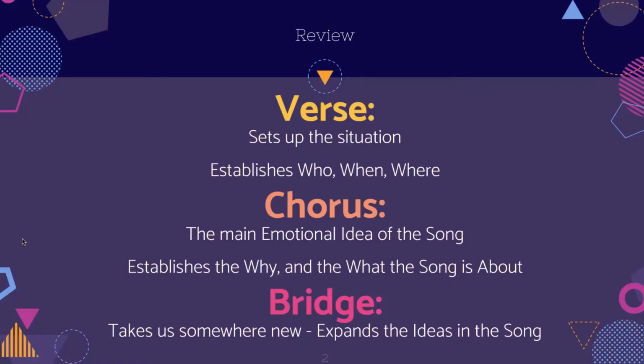Jumping into some quick review on what each song section does. Your verse is really setting up the who, when, and the where, and it establishes the situation of your song. Your chorus now is going to be the main emotional center of the song, and it's really the why and what the song is really about. So your chorus is really important. And the bridge takes us somewhere new and expands ideas in the song.